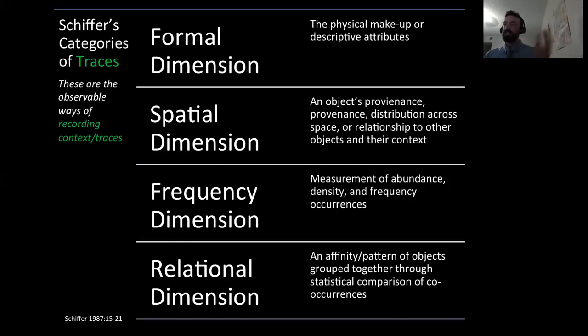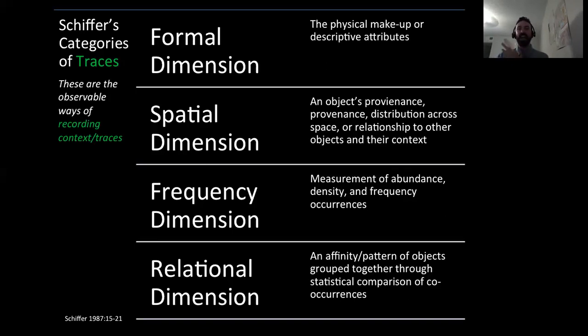So we don't have to look aimlessly for what is merely anomalous. Rather, we have trace categories to help us map exactly what makes something anomalous to us in the first place. And so you've got the formal dimension, or you can call it the formal context if you want. And those are basically the physical makeup and descriptive attributes and qualities of a thing. As opposed to the spatial context or dimension, this is mapping an object's location in space.